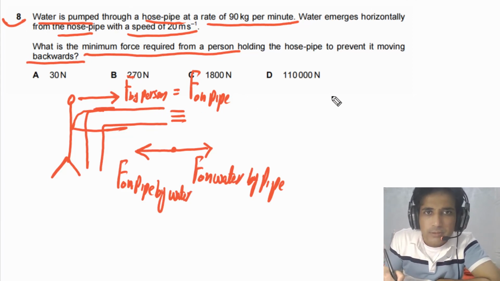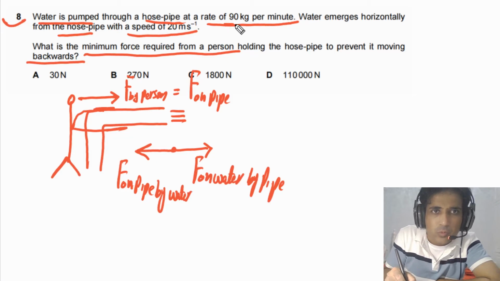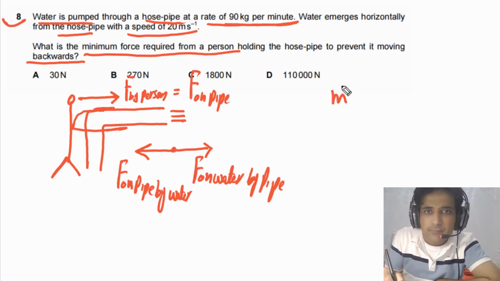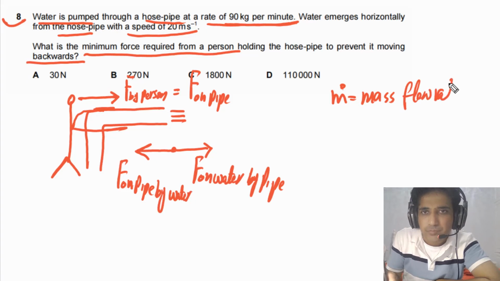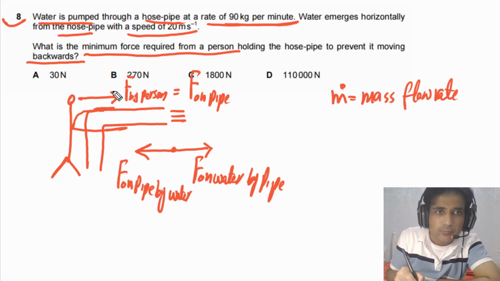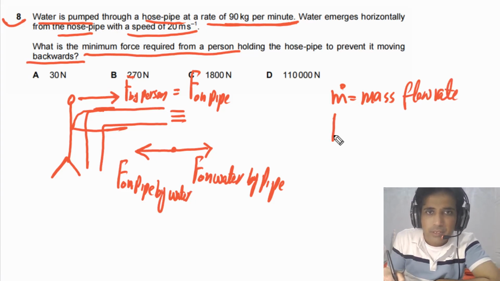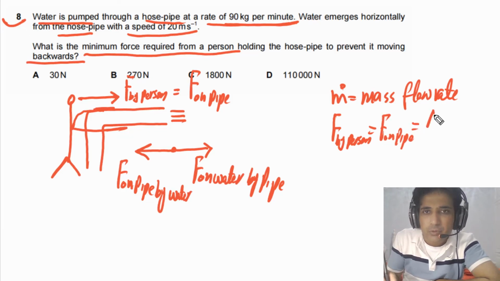In order to answer this question, we need to understand first of all what is this 90 kilograms per minute. This is mass flow rate. So simply we can write here, this is mass flow rate. We need to calculate force applied by person. So that resultant force means force by person. Force by person has to be equal to force on pipe. And that will be equal to delta P over delta T.